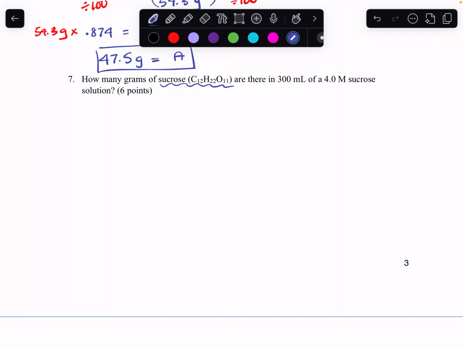So breaking down what I'm given, I'm just going to write it out. Given 300 milliliters of sucrose, and 4.0 molar. So I have a concentration and a volume. It wants grams. Immediately, I don't really see a way to get grams. There's no direct link, but I know it wants them.